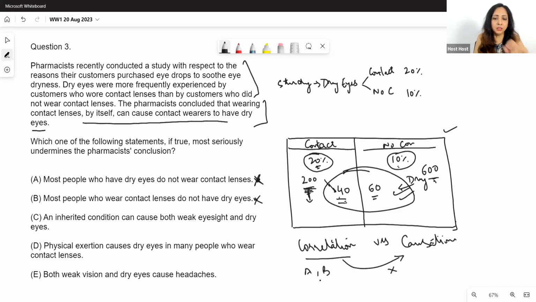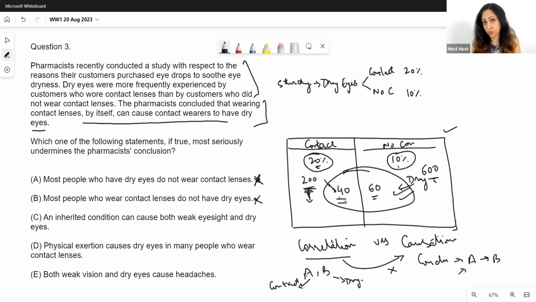Let's say in our conclusion, we are given that A causes B. How can we weaken that A is causing B? Here, our A is the contact lens wearers. Our B is dry eyes. So we see that more people who wear lenses have dry eyes, so there's a correlation that we have noticed. Based on that, we are saying that contact lenses are causing dry eyes. So my conclusion is saying that A is causing B. Contact lenses are causing dry eyes, right?